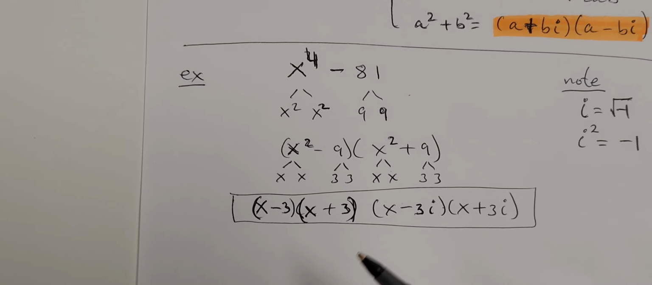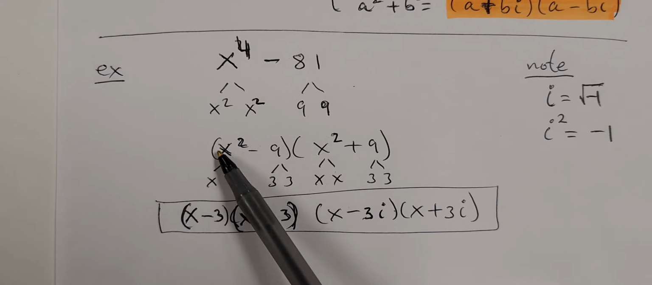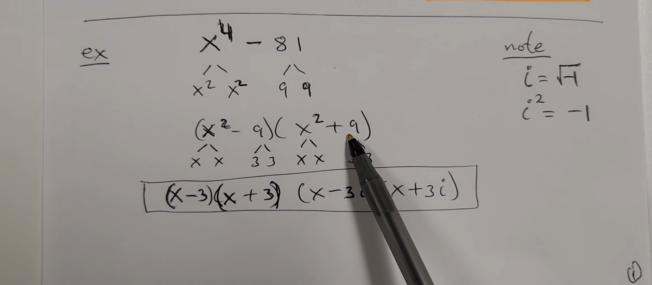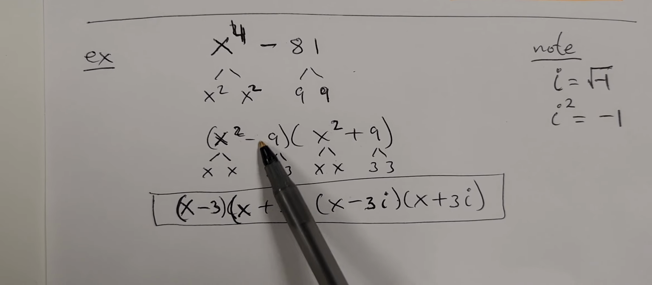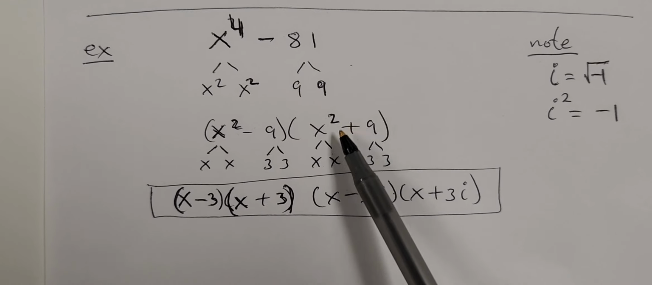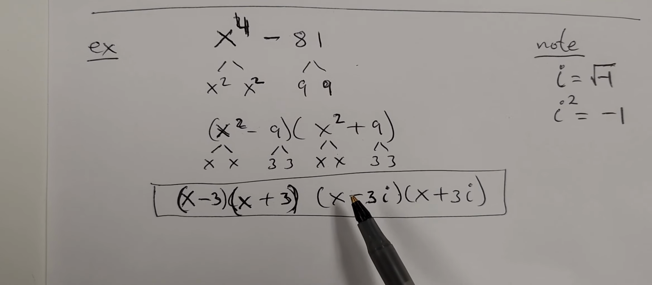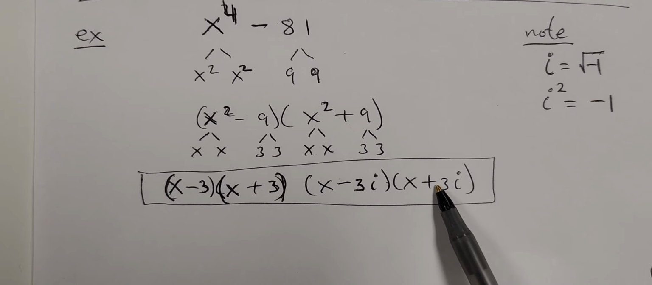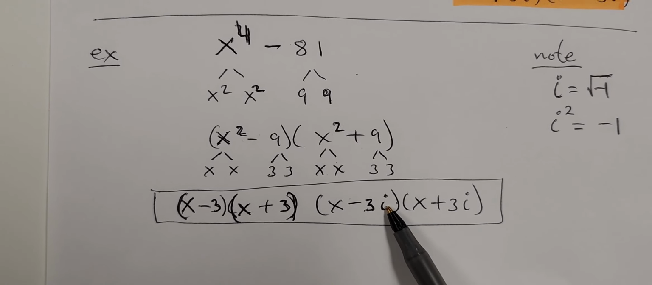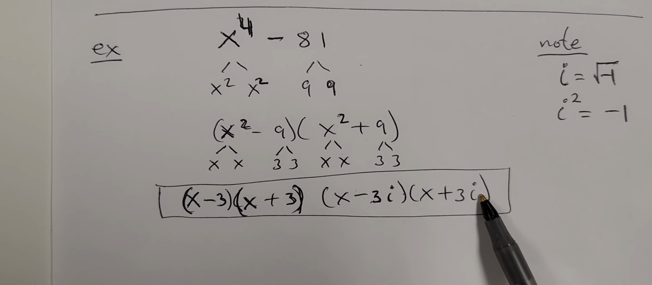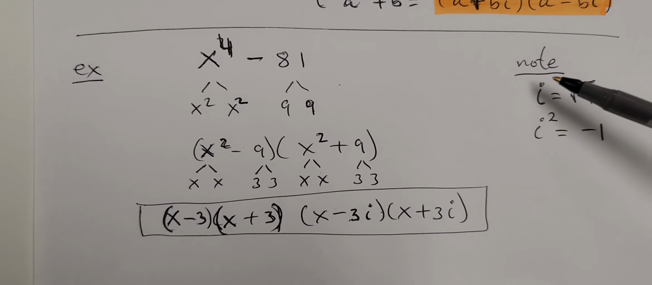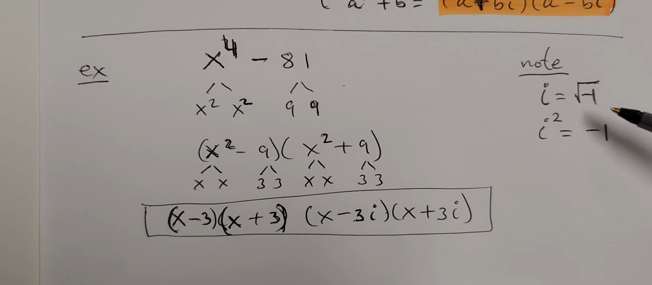Going back to the last example, right here, this is a minus, so I can do minus plus. Same thing here, this is a minus, I can do minus plus. This is a plus, I can still do minus plus. However, because this is a plus, you must put the i in for both. So be very careful. And what is i? i is the square root of negative 1.